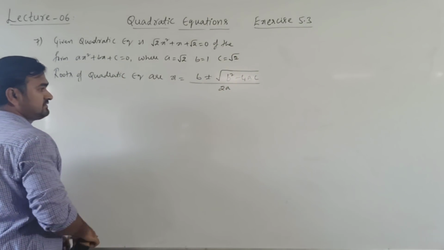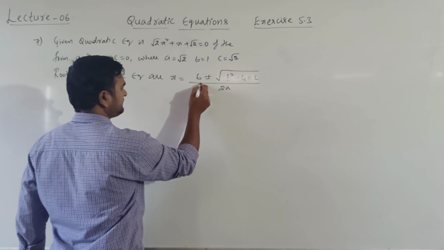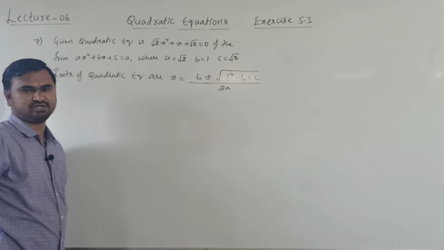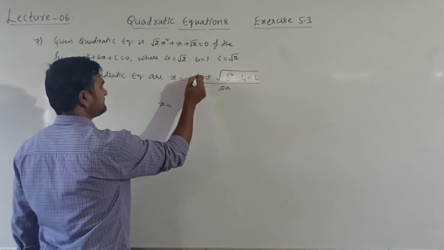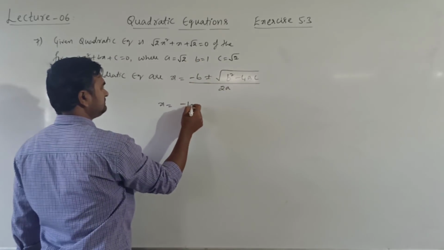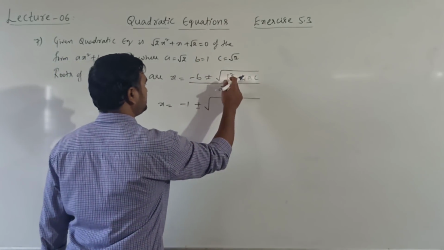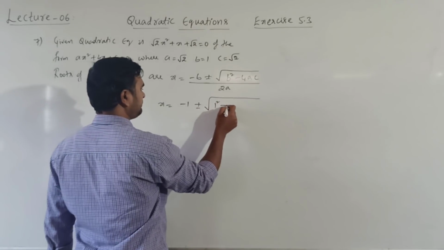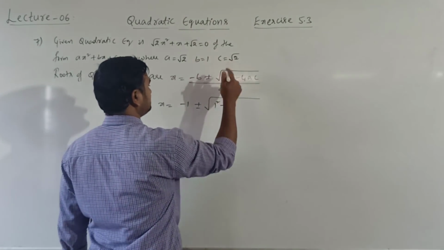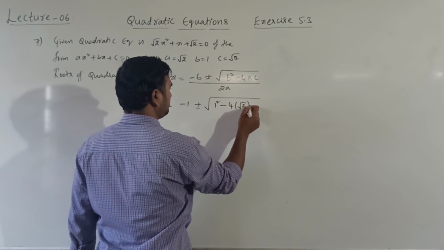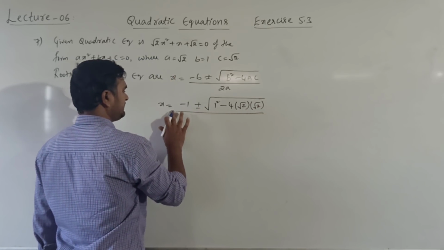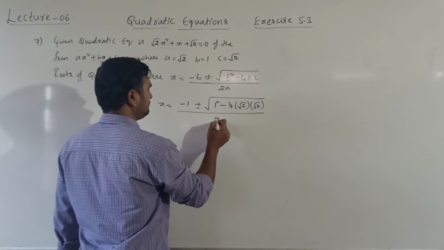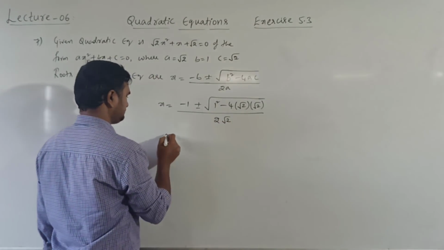So roots of quadratic equation formula: x equals minus b plus or minus root of b square minus 4ac, divided by 2a. Substitute in this: x equals minus b, minus 1, plus or minus root of b square, 1 square, minus 4ac, 4 into root 2 into root 2, divided by 2a, 2 into root 2.